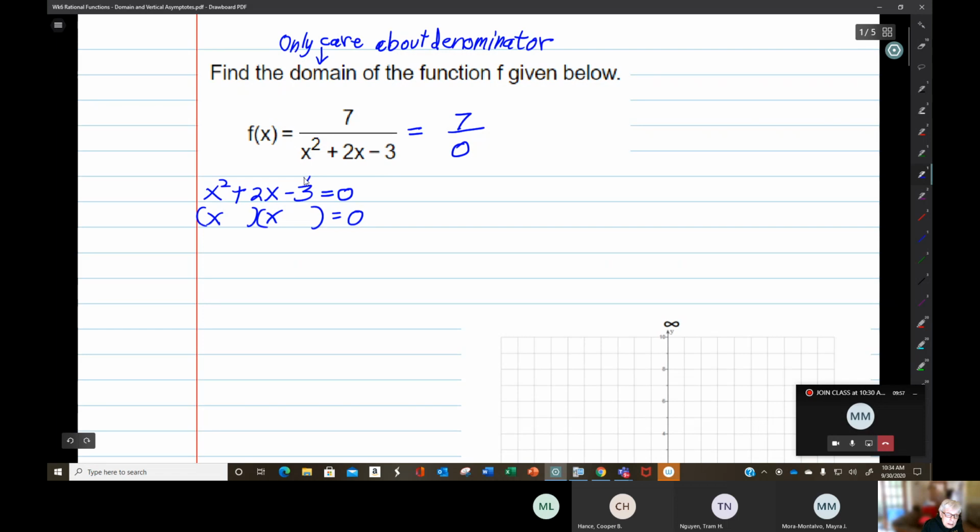And what I want is for this 3 to equal 3 times negative 1. Because 2 equals 3 plus negative 1. And that's how I know which numbers to use. So I'll use positive 3 and negative 1. And then I'll set each factor equal to 0 and solve for x.